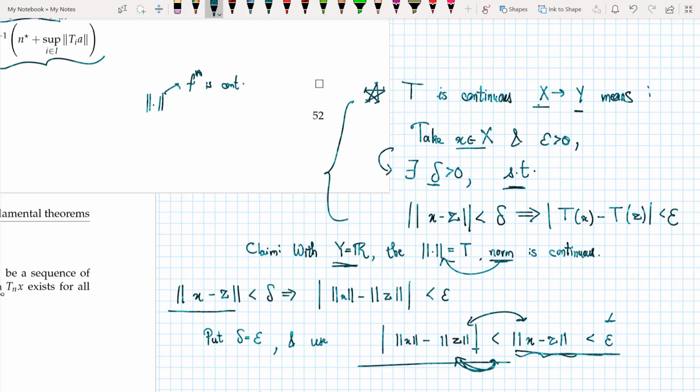So let's look at it again. The smartest part in the whole process was, I took my delta to be epsilon, because when I take delta equal to epsilon, and then if I look at this equation that norm of x minus z is less than epsilon, then of course the norm of x minus norm of z has to be less than epsilon because of the reverse triangle inequality. So this statement here implies that this is less than epsilon. So yeah, I found this delta, and thus norm is continuous as an operator.